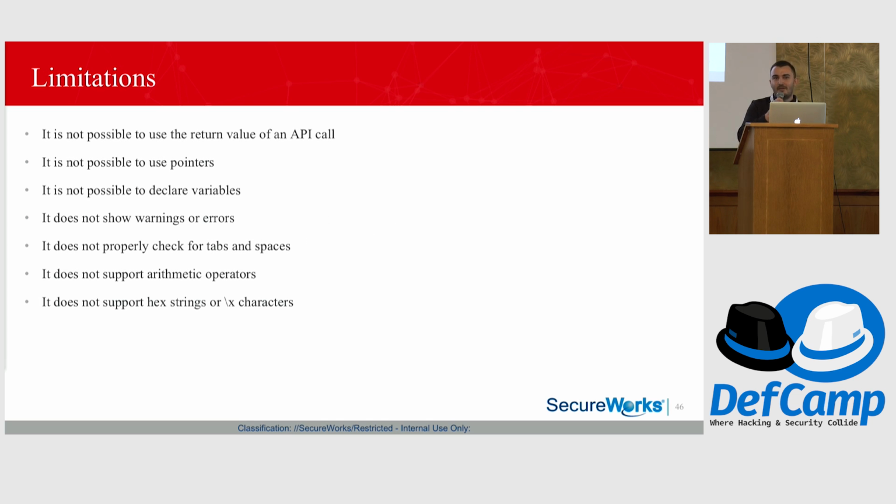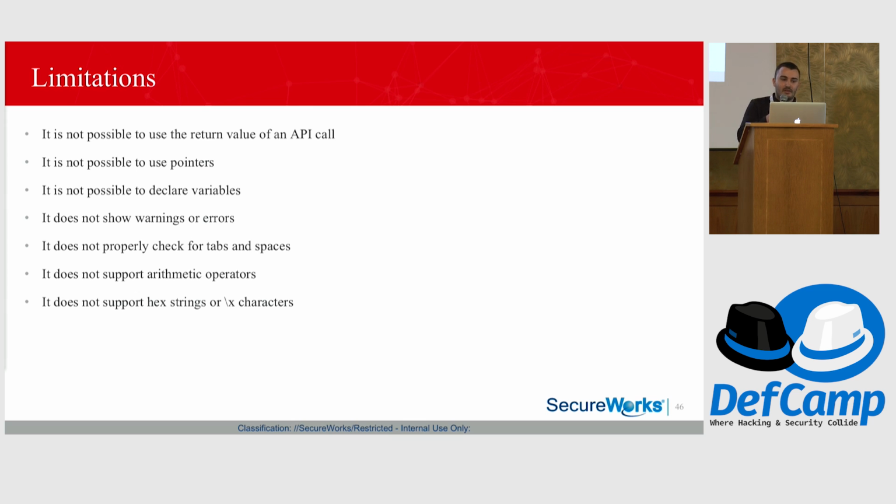However, it's an alpha version and it has a lot of limitations. The most important limitation is that you can't use the return value of an API call. So if you'd like to, I don't know, open a file, you'll need to call a function called CreateFile, and this will return a handle to that file. But you can't use the return value right now.